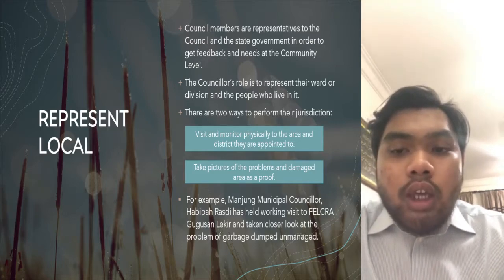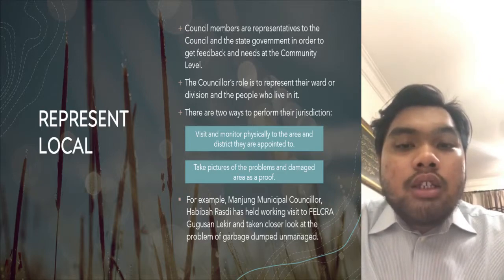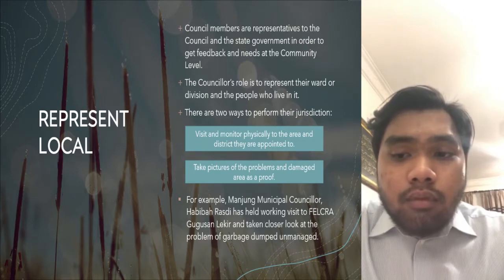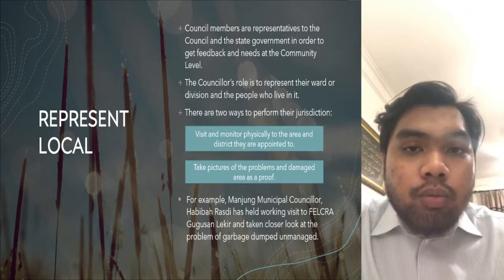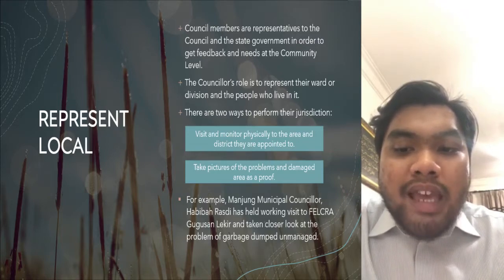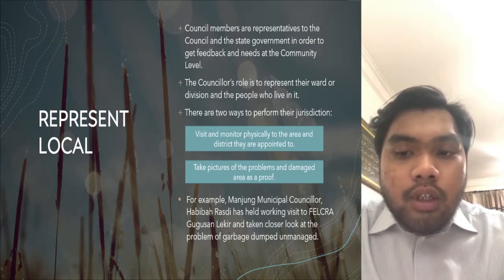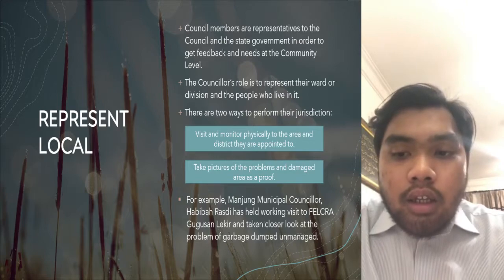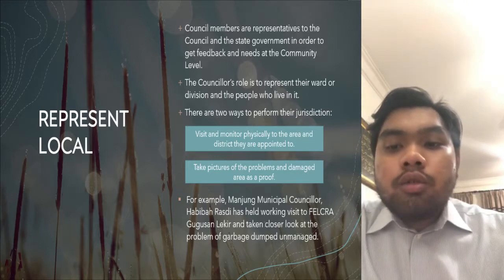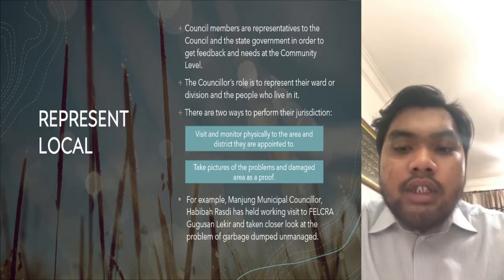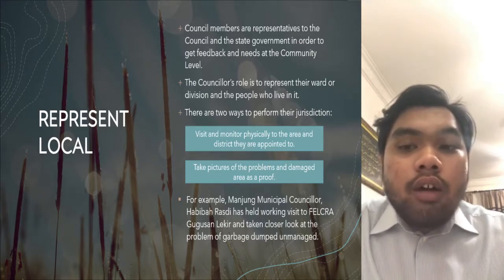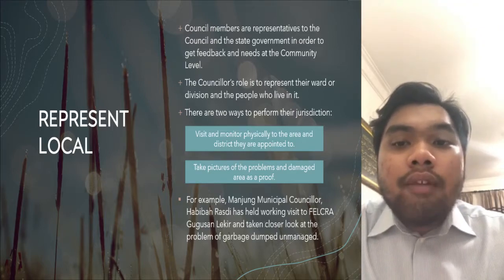So the next way is that councillors can take pictures of the problems and damaged areas as proof to the local government. The pictures will make the local government diligent and responsible to provide solutions to such problems in the area. So all of these ways are evidence of what happens in the area. So the councillors carry out their duties very efficiently and responsibly in voicing the views and opinions of local people and presenting them to the upper level government.